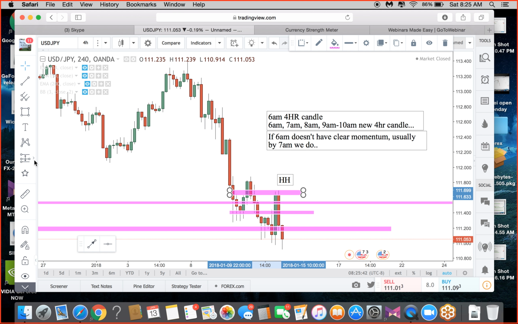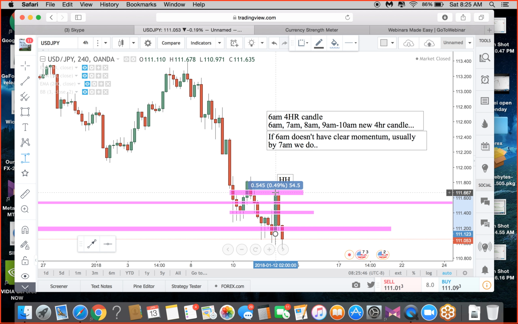Price launched up 50 something pips. Before price goes up any further, it's probably going to make a pullback. So either it's going to make a higher low to keep going up, right? But we're in a clear downtrend. We're clearly in a downtrend.